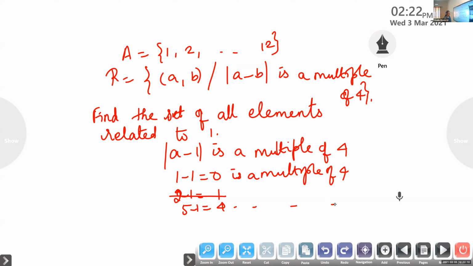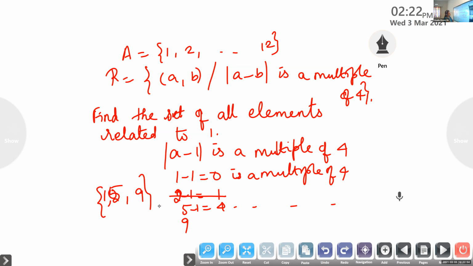Then what is the next possibility? Then 6, 7, 8, 9 minus 1. Next is 9. Then 10, 11, 12. Up to 12 only we have. So what is the answer? The set of all elements related to 1 is the set {1, 5, 9}. Is it okay? It is the set {1, 5, 9}. Sanya, is it clear? Yes, ma'am.